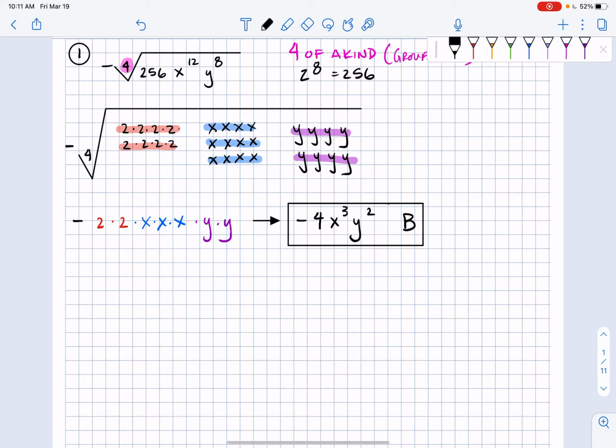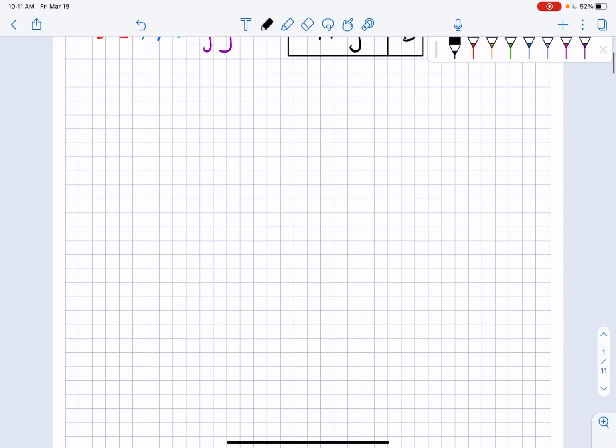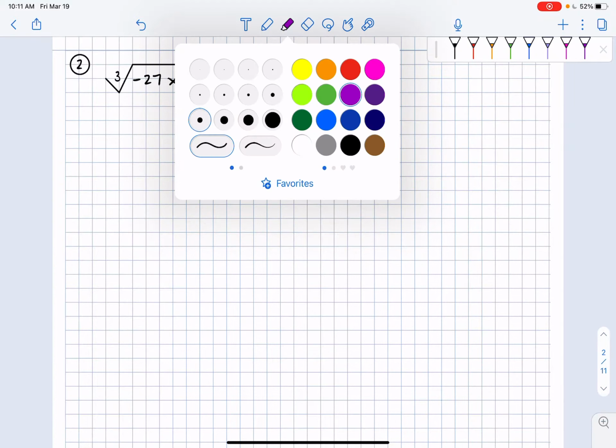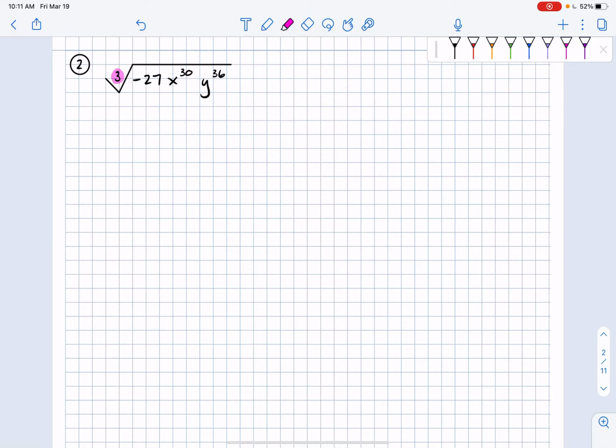I would tell you to always break down what's inside the radical and look at the index to know how many in each group there needs to be. So that is number 1. Let's look at number 2. This right here says the groups are going to be 3, so 3 of a kind, or groups of 3.